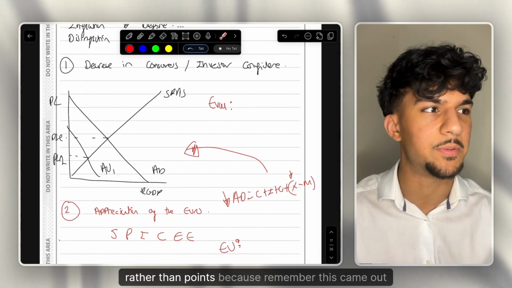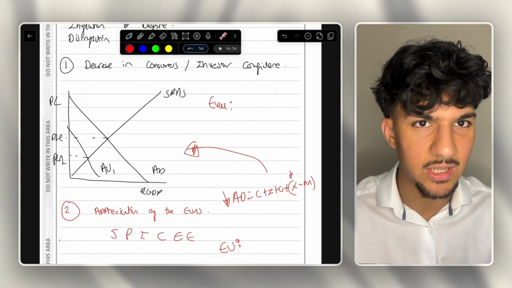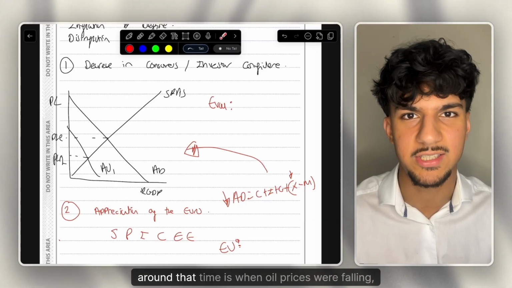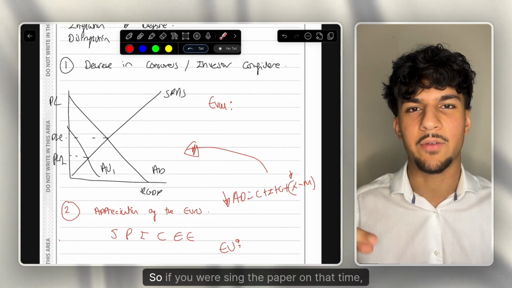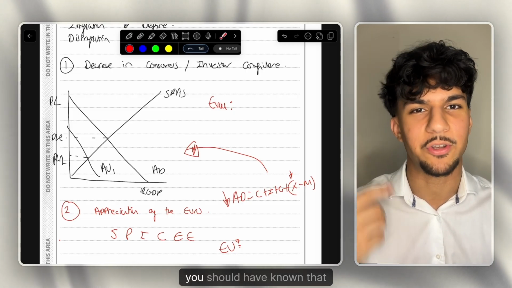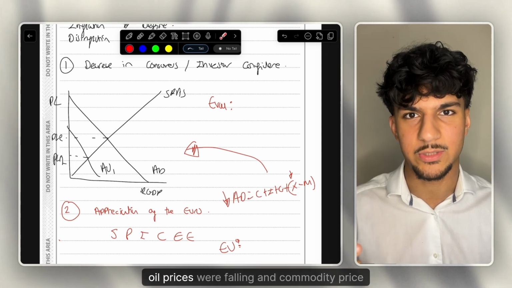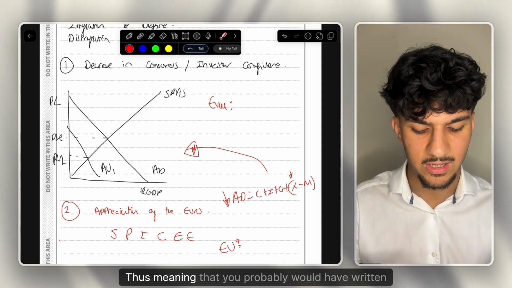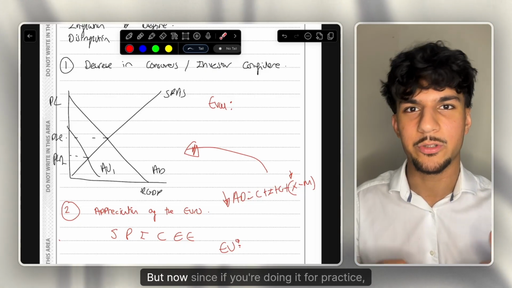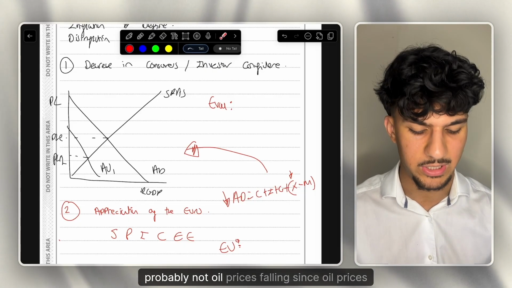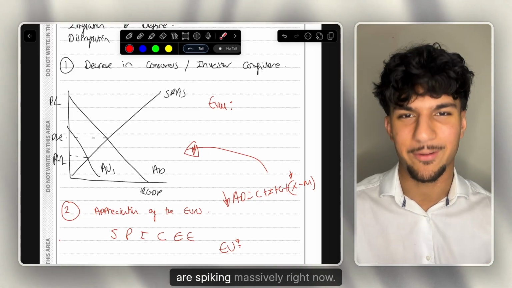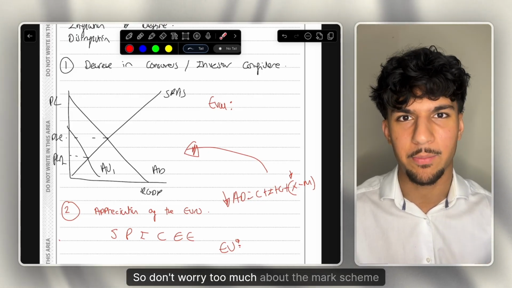This is why I focus a bit more on the extract rather than points, because remember, this came out in 2017, and around that time oil prices were falling, commodity prices were falling. So if you were sitting the paper around that time, you should have known that oil prices and commodity prices were falling, and you probably would have written something like that. But now, if you're doing it for practice as a past paper, the first thing that comes to your mind is probably not oil prices falling, since oil prices are spiking massively right now. So don't worry too much about the mark scheme points.